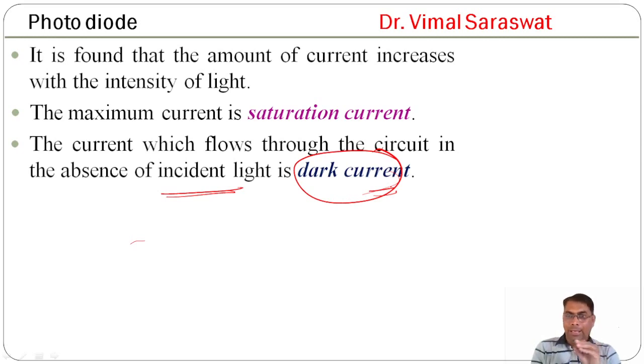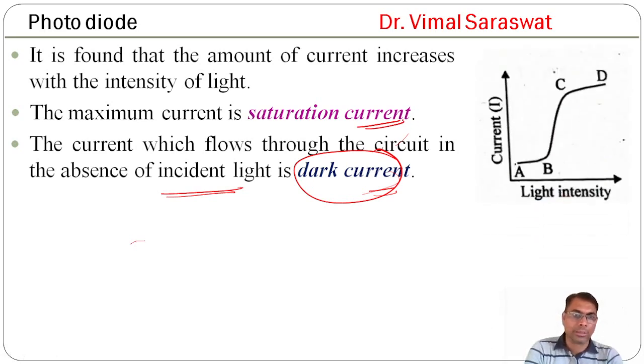Now if we increase the intensity of light, then the amount of current also increases, but after a certain value, if we increase the intensity of light, then there is no change in current. Such maximum current is our saturation current. This was our diagram. So this is our saturation current, and here we have dark current.